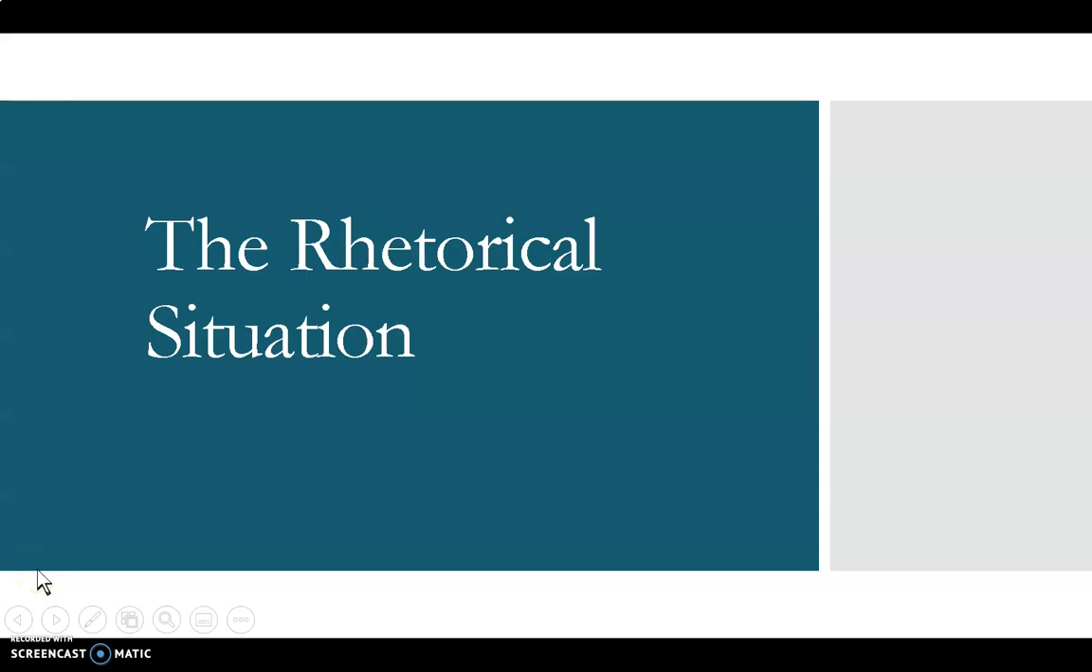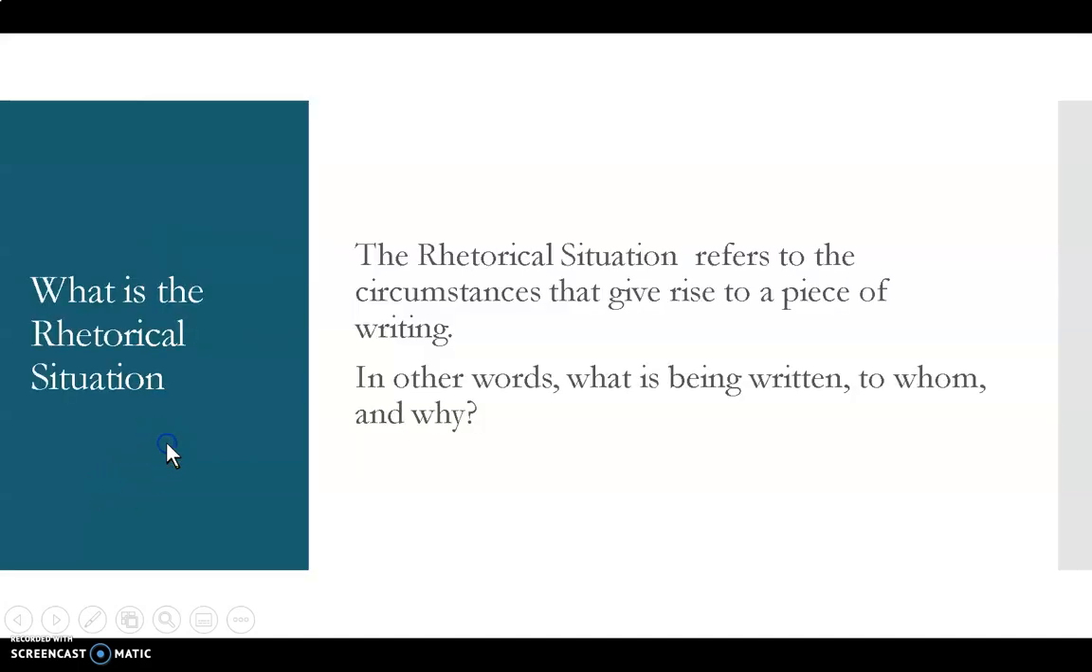Let's talk about the rhetorical situation, which is a very important part of the writing process. When we talk about the rhetorical situation, we are referring to the circumstances that give rise to a piece of writing. In other words, we're talking about considering what is being written, to whom, and for what purpose.